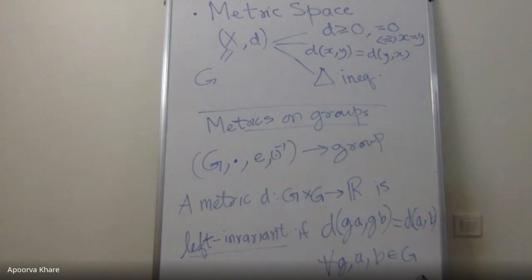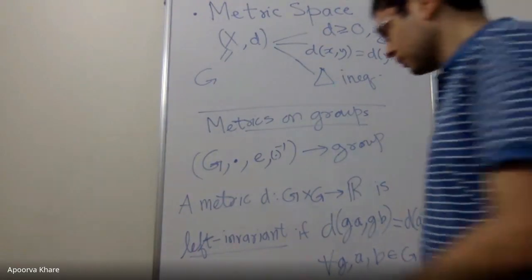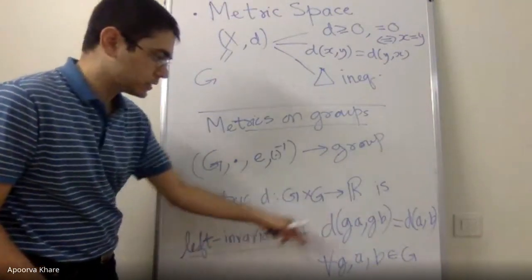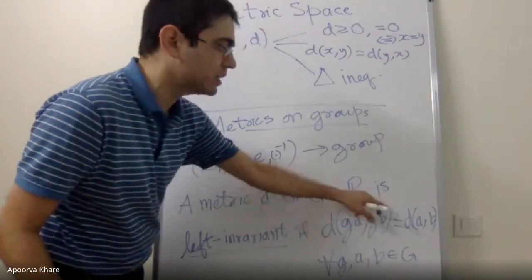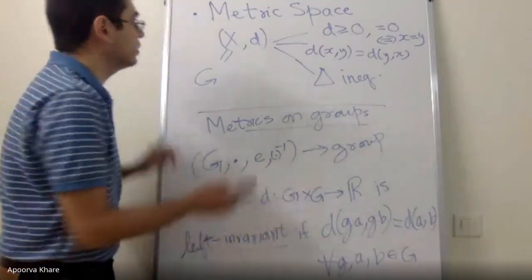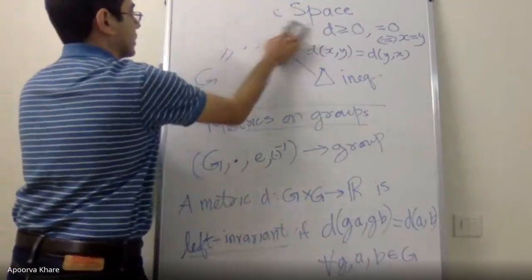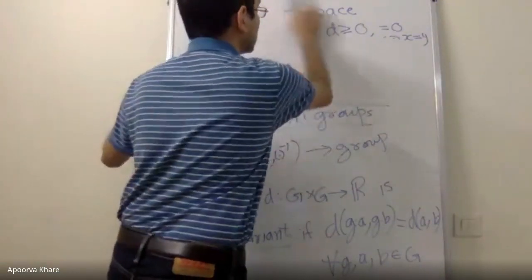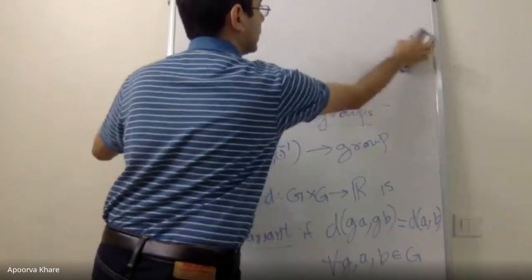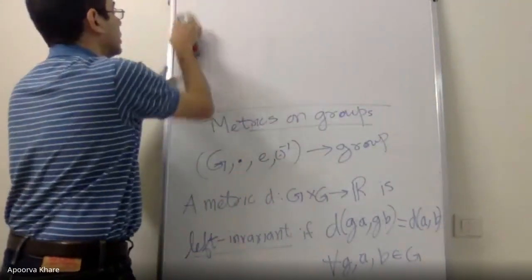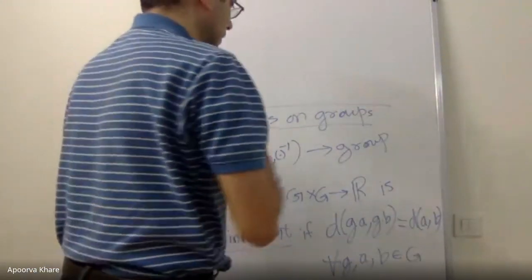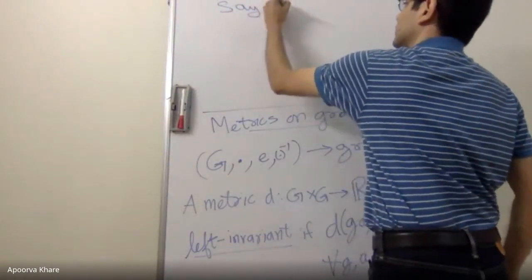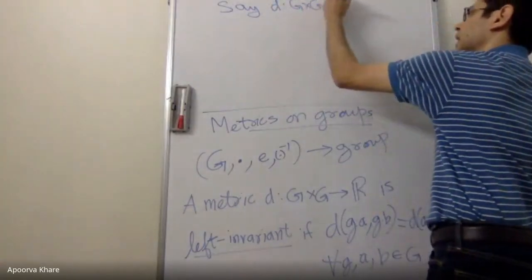Now, suppose I have a left invariant metric. Similarly, you can define a right invariant metric, which is the distance from A times G to B times G is the distance from A to B. So I won't write that down. But suppose I have a left invariant metric. Then what can I say about the triangle inequality? Say D from G cross G to R is left invariant.